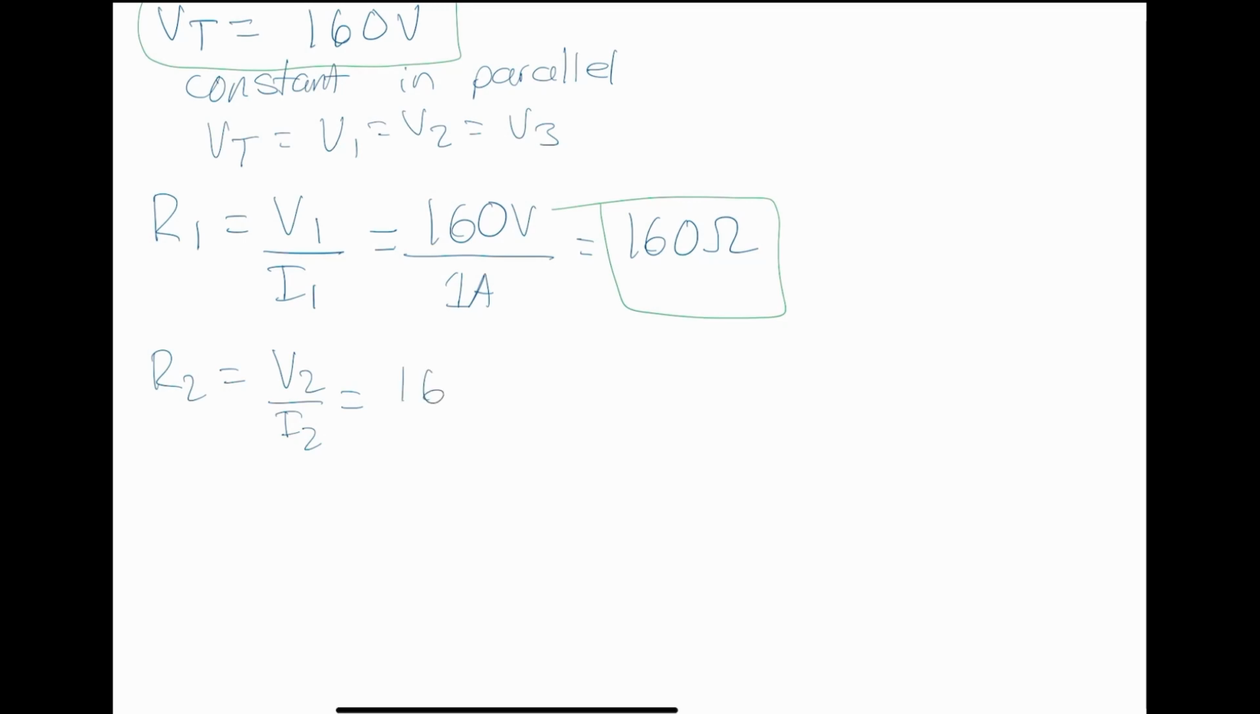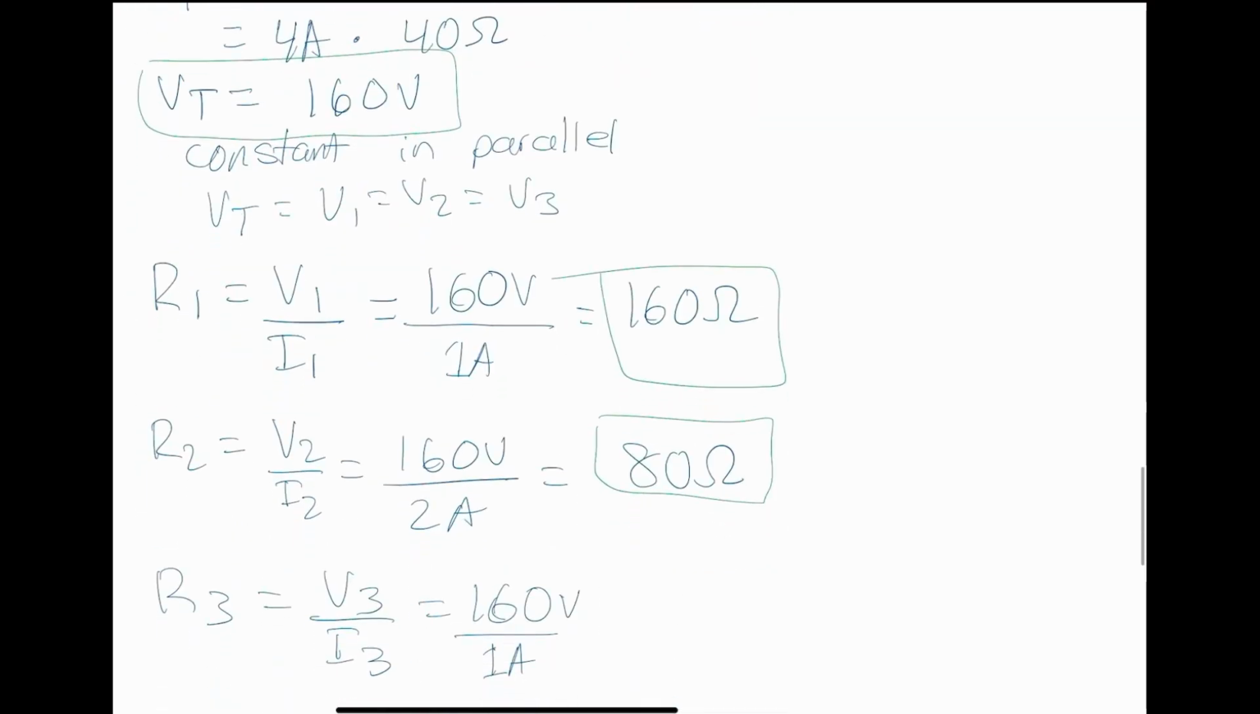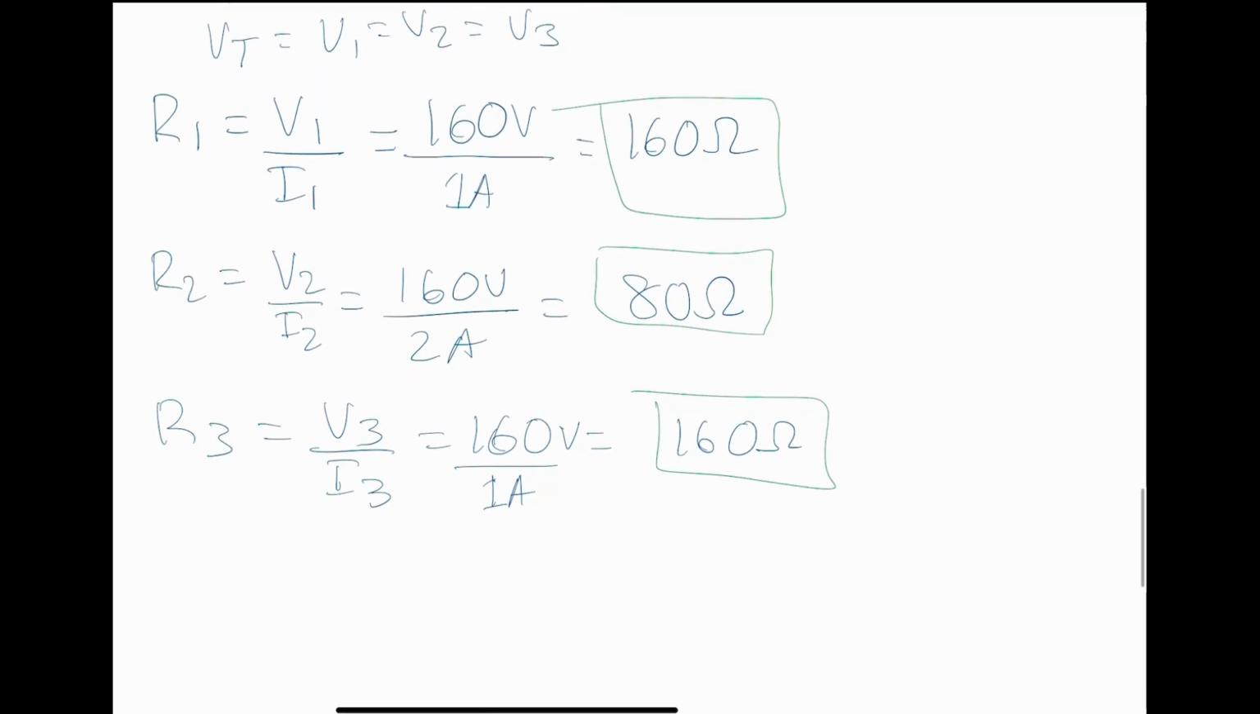R2, same concept. Voltage stays the same. Instead, we have 2 amps. So we'll end up with 80 ohms. R3: voltage stays the same. Current is also 1 amp. This one will also be 160 ohms.